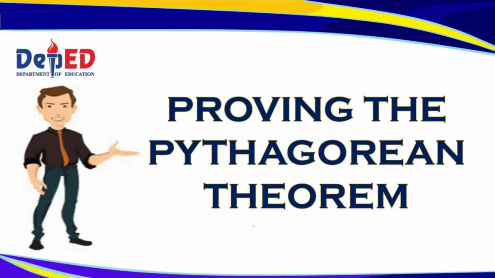Our lesson is to prove the Pythagorean Theorem. In this lesson, you will learn that the relationship among the sides of a right triangle, as expressed in the Pythagorean theorem, is often used to calculate distances in real-life problems.